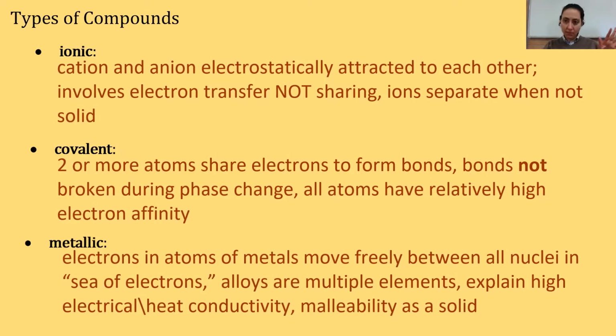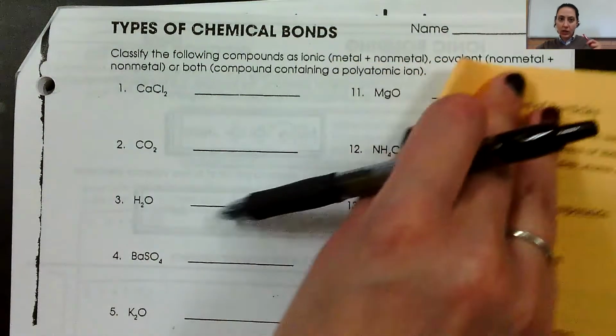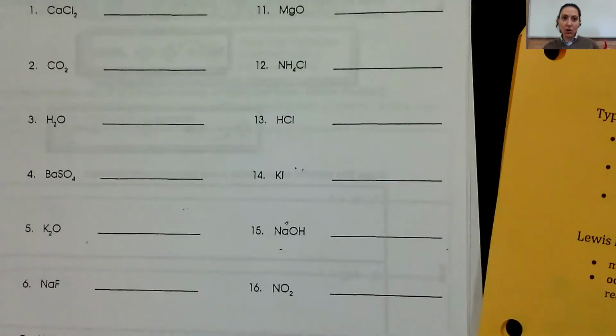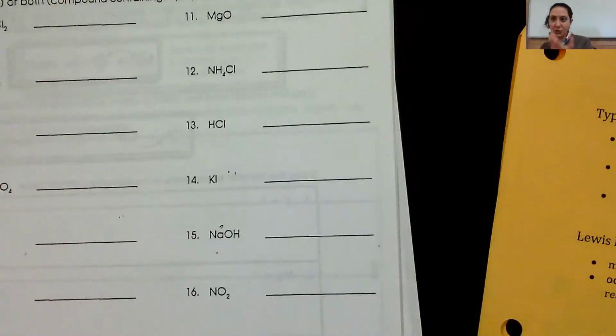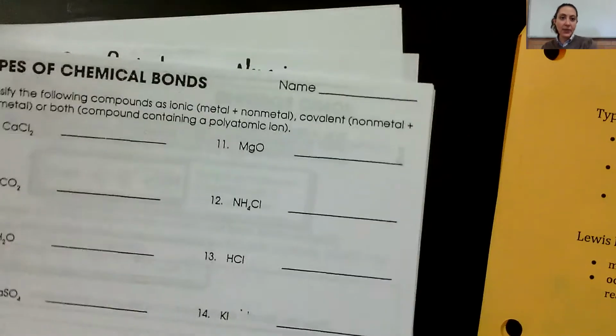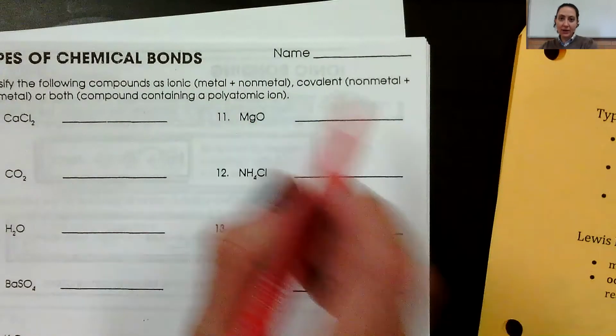So let's take a quick moment here and go to our unit packet because quite a few questions come from this. Page 7 right here is all just asking you if something is ionic or covalent. It's really important to know the difference. Ionic is a metal and a nonmetal.